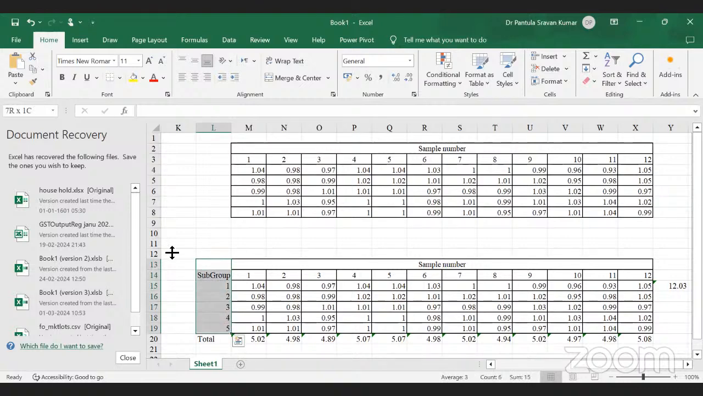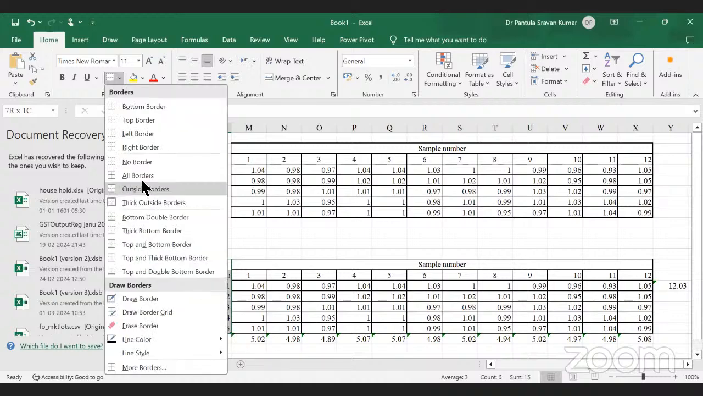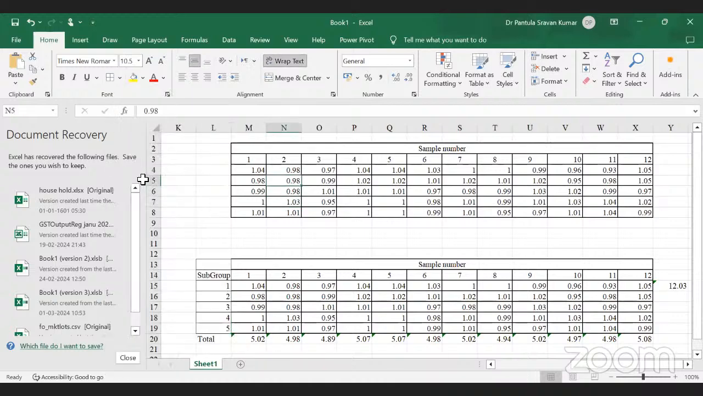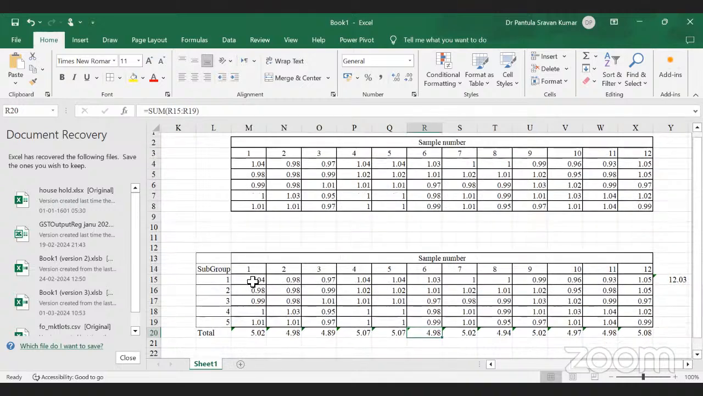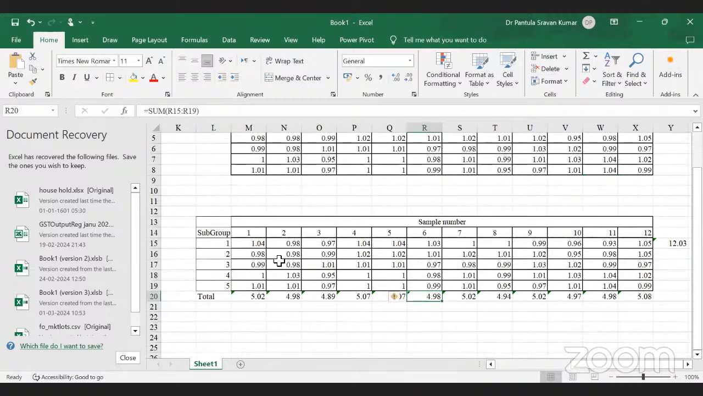Now, what we are going to do here is, this is a sample. Now, we are going to work on the problem given. I am going to insert one more column, like subgroup 1, 2, 3. So we are totaling the sum. I used the formula called sum. Sum of 1, sum of 2, sum of 3, sum of 4, like that we are going to get the values. So here, subgroup 1 total is 12.03.